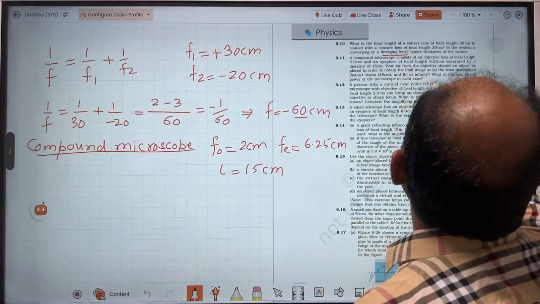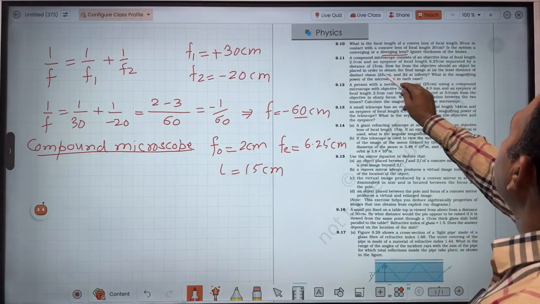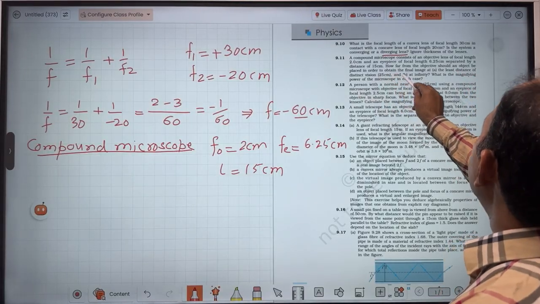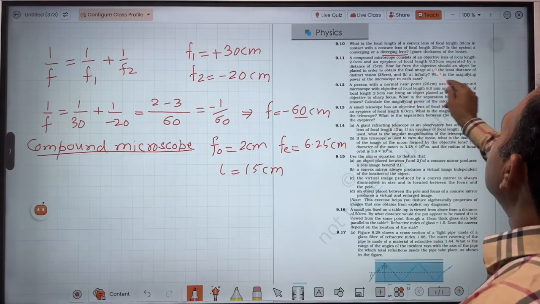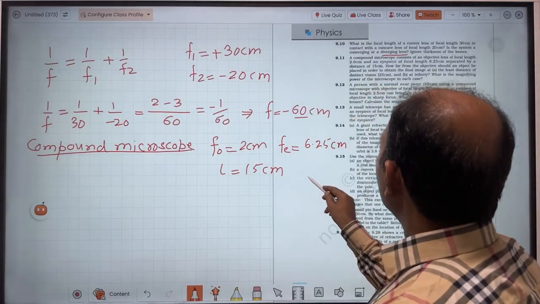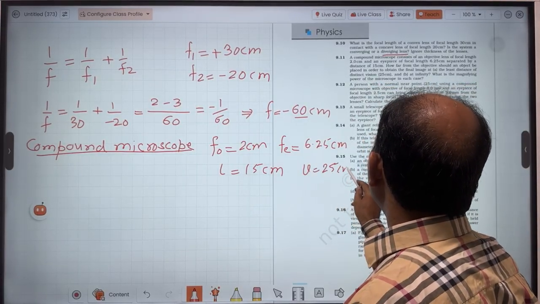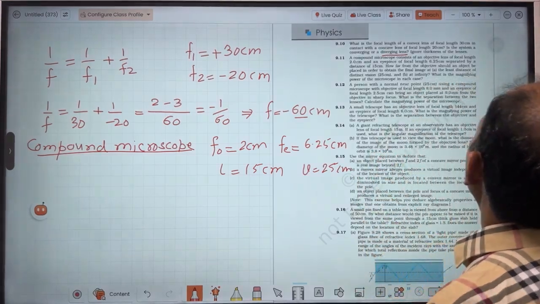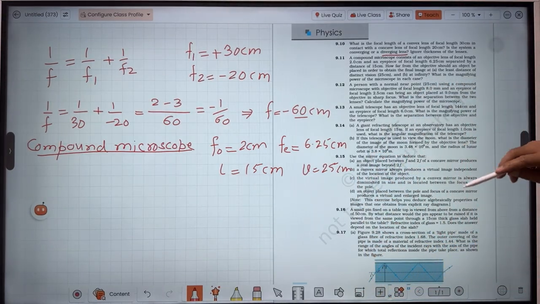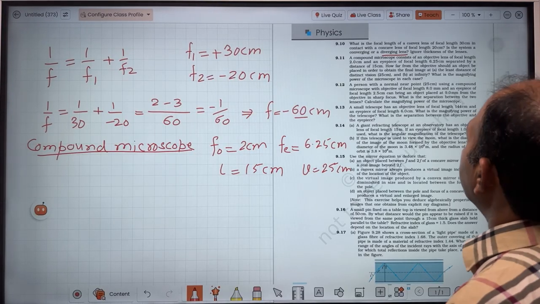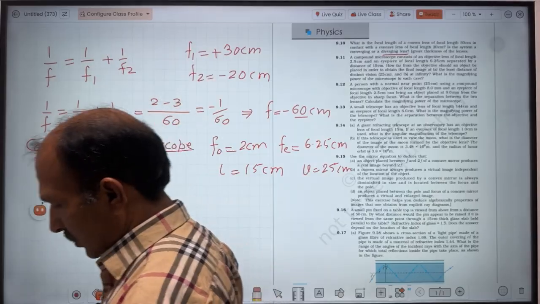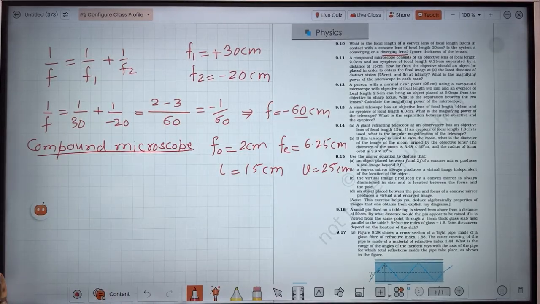And how far from the objective should an object be placed to obtain the final image at the least distance of distinct vision? So we wish that it should be 25 centimeter, although it will be negative, so that we will take into consideration. And the second case is when the final image is formed at infinity. And what is the magnifying power of the microscope in each case? So we can do the calculation easily.